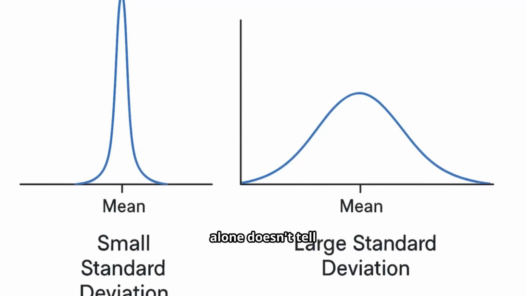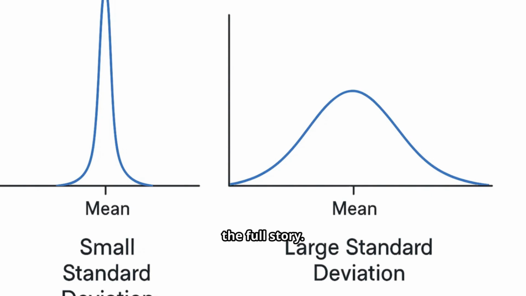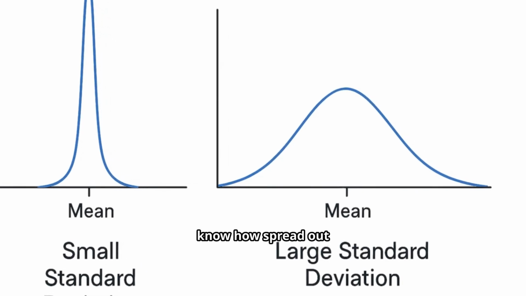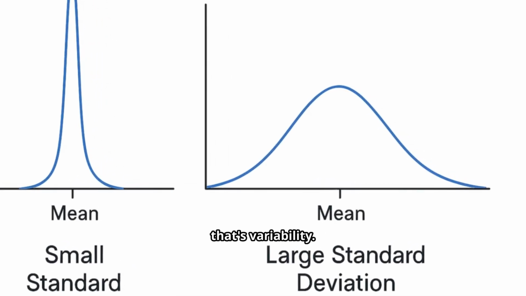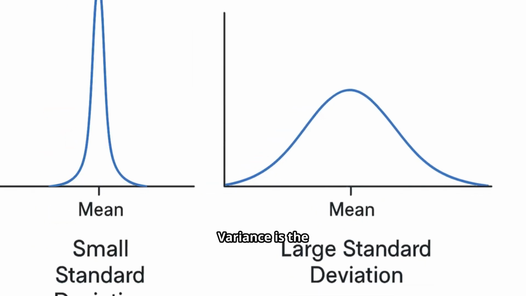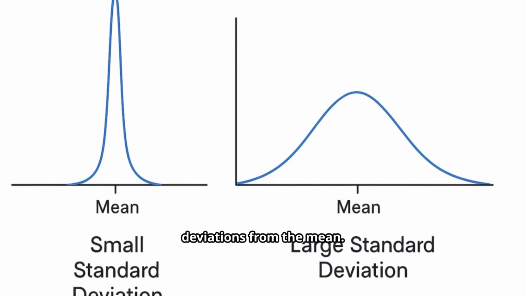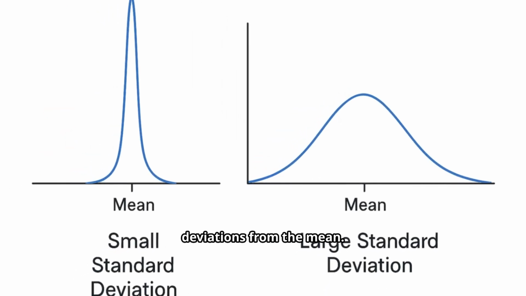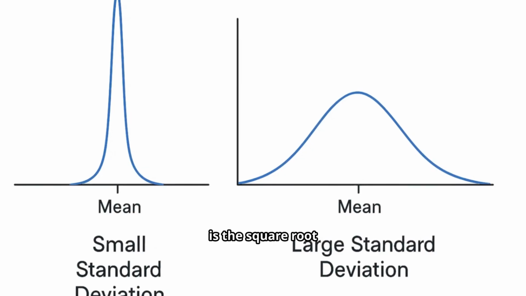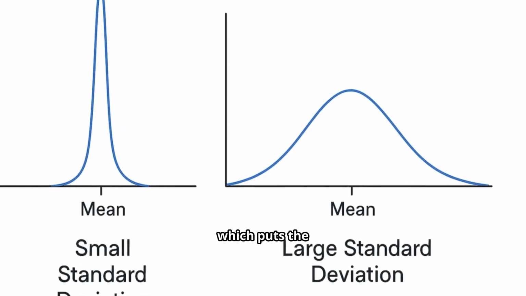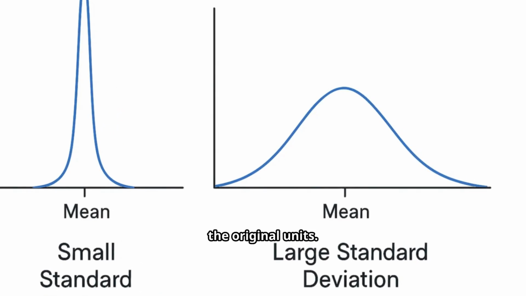Central tendency alone doesn't tell the full story. We also need to know how spread out the scores are. That's variability. Variance is the average of squared deviations from the mean. Standard deviation is the square root of the variance, which puts the measure back into the original units.